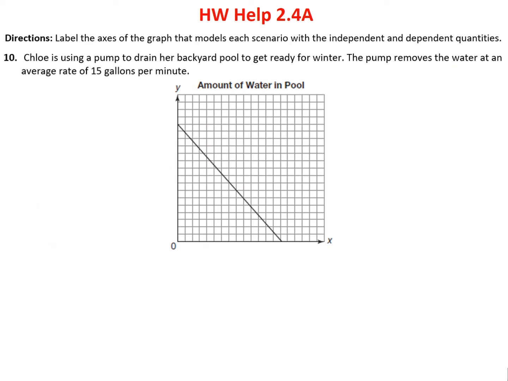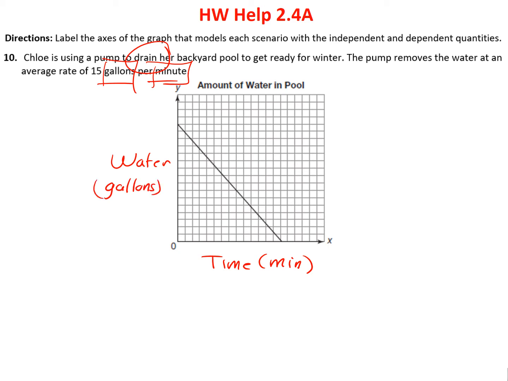In problem 10, Chloe is using a pump this time to drain her backyard pool. So it's already got water in it. The pump removes the water at an average rate of 15 gallons per minute. Again, gallons per minute give us our two variables, the amount of water and how much it's going down. Well, it goes down per minute, so time in minutes is our independent variable. As time goes by, the water descends. And so here's our amount of water in gallons. Notice that it starts at some place and then goes down at a steady rate.